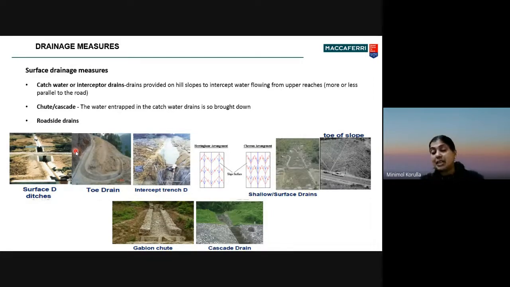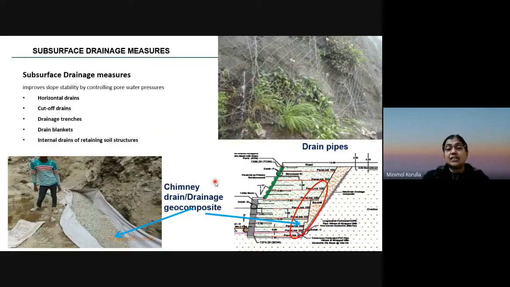The intercepting drains are shown in this drainage network. I hope you can see my cursor. So there are main drains, then there can be longitudinal drains. In the longitudinal drain itself, where it is found suitable, a trench can be established, and that can be used for the purpose of the drainage.